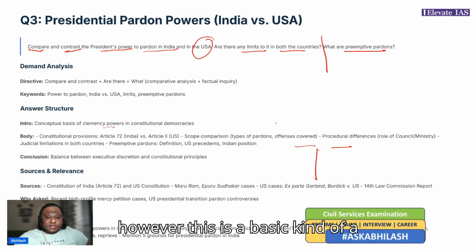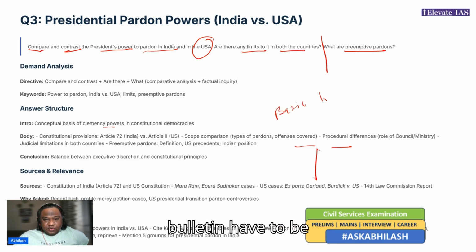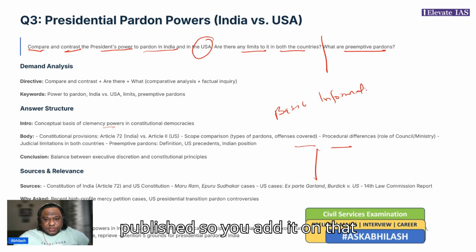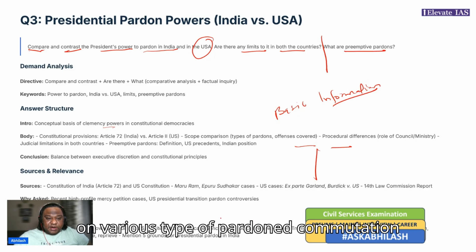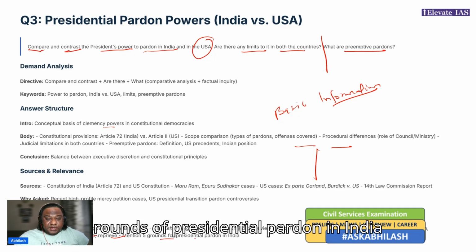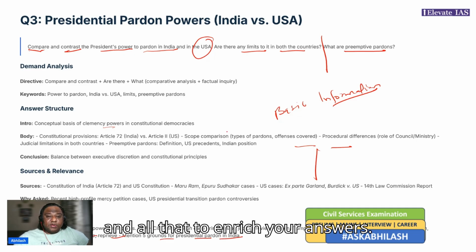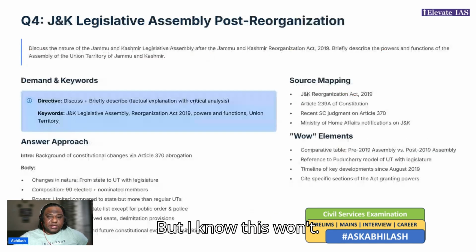However, this is a basic kind of question where a few pieces of information have to be added. If you remember well, then you can add various types of pardon: commutation, remission, respite, reprieve, the presidential pardon in India and all that to enrich your answers. But I know this won't come that easily.